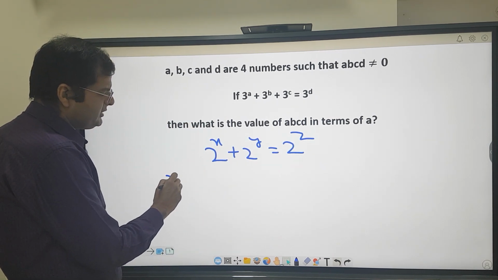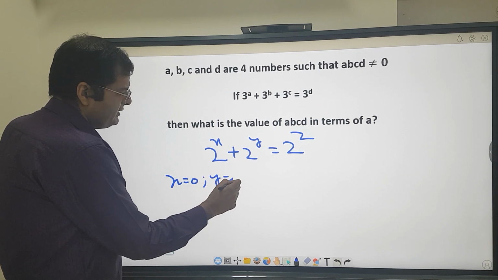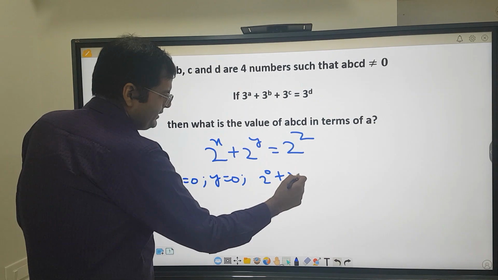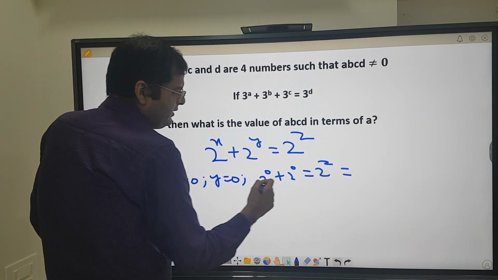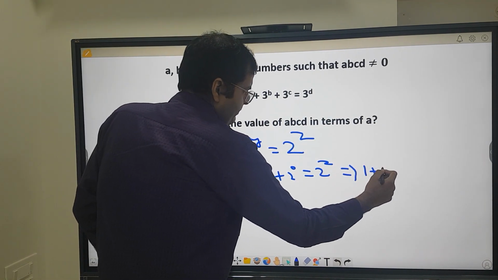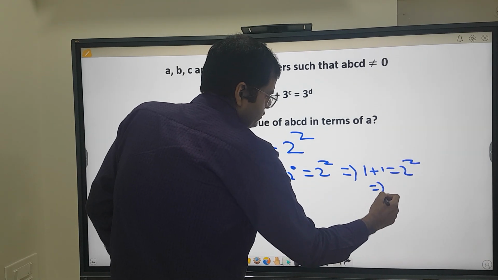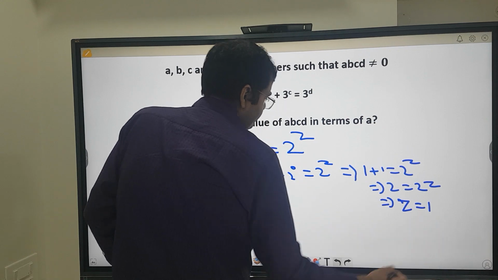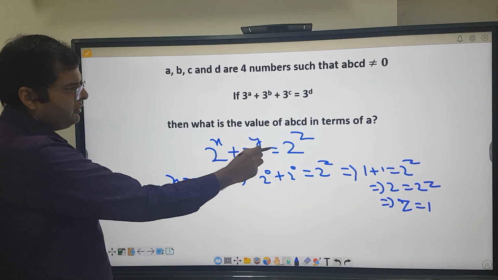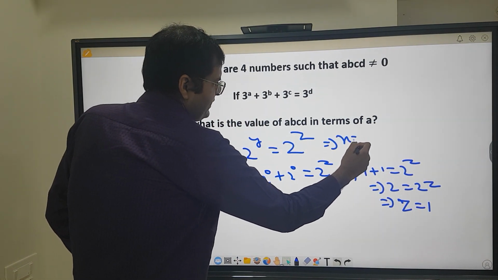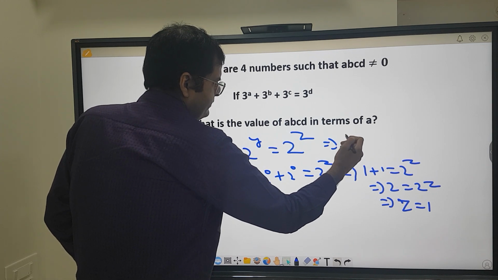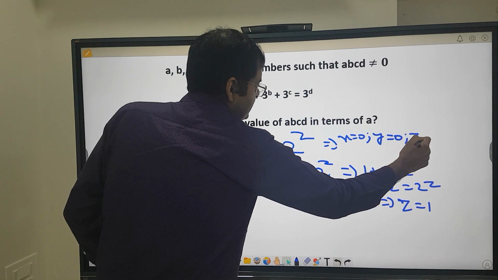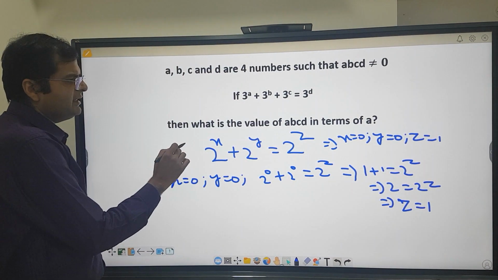First, it is possible if x is 0 and y is 0. What do we get? 2 raised to 0 plus 2 raised to 0 is equal to 2 raised to z, which is 1 plus 1. 1 plus 1 is equal to 2 raised to z. So 2 is equal to 2 raised to z, or z is equal to 1. So one of the solutions in this case is that x is 0, y is 0 and z is 1. What is the other possible case?